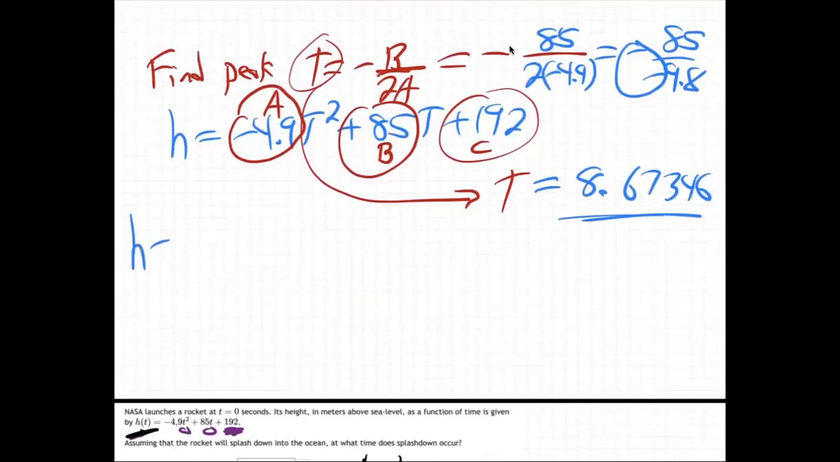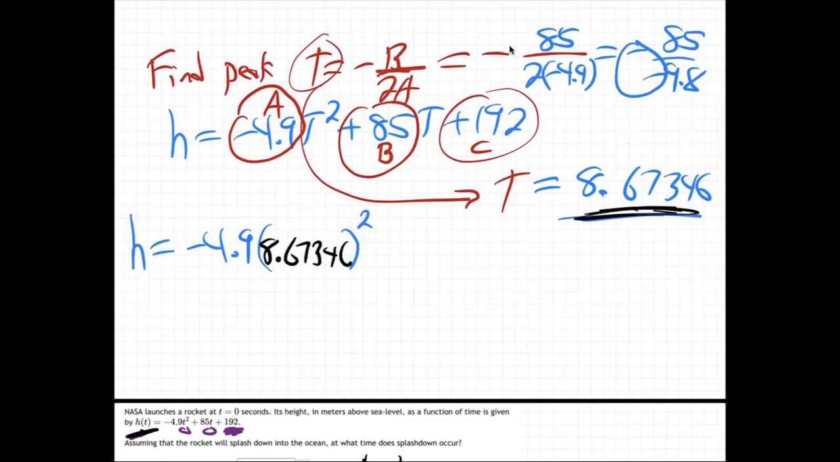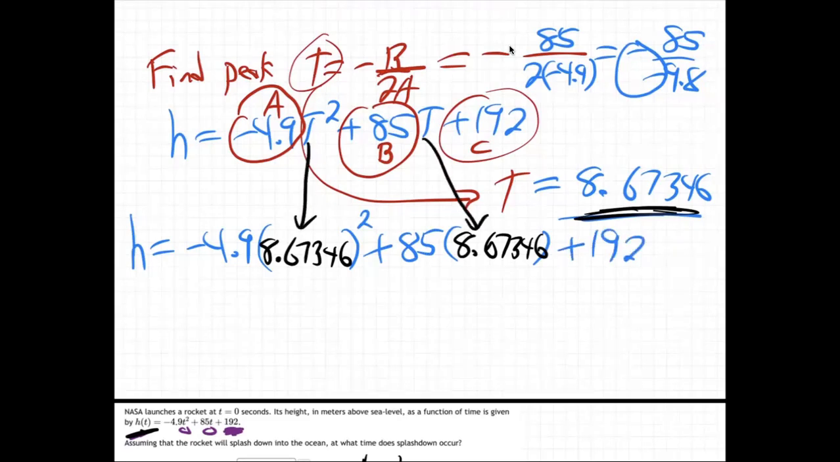So now I take this height equation, which is negative 4.9 t squared, and I plug in that t value we just got, 8.67346, plus 85 times t, again 8.67346, plus 192. Does that make sense? I just plugged in t right there and right there into the h equation. Now use that number on your calculator.